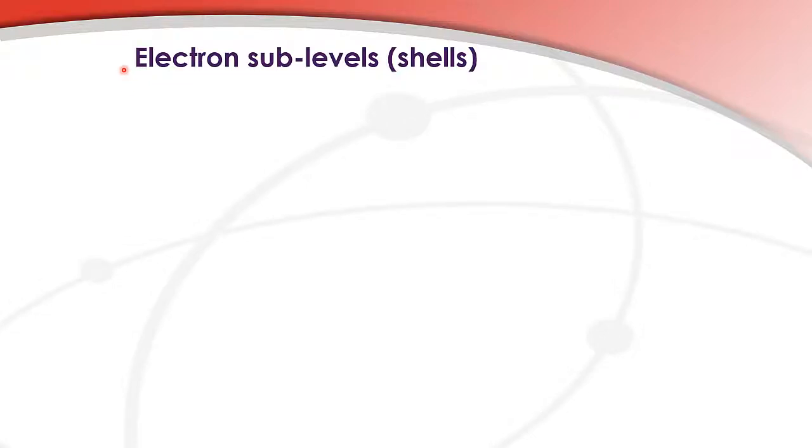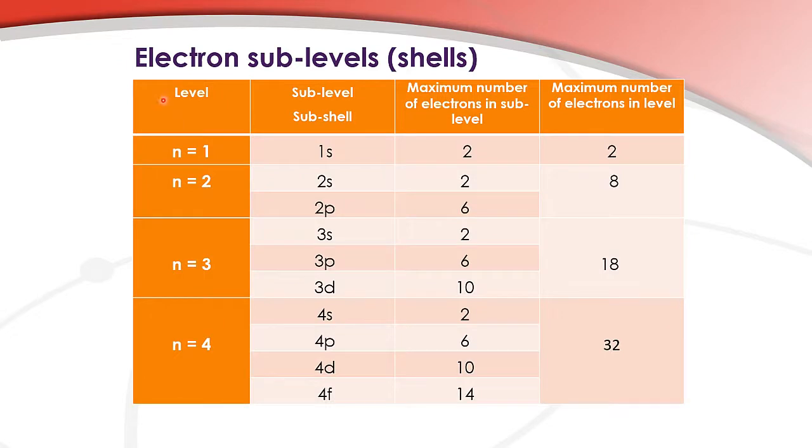In this video, we'll look at electron sublevels or subshells. So we start with the principal quantum number, which we refer to as energy level number. So we have n equals 1, which is closest to the nucleus, and then n equals 2, which is further away, n equals 3, and n equals 4. But we can break these down now into sublevels or subshells.